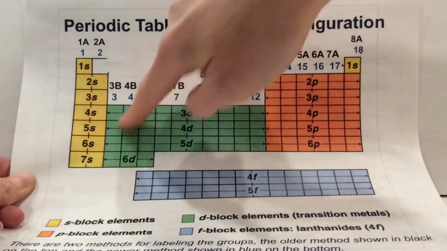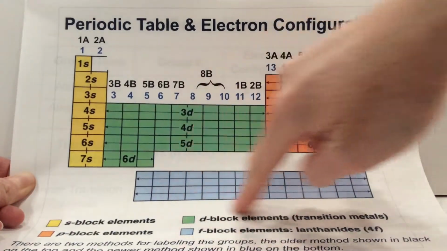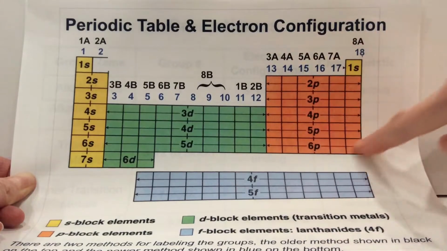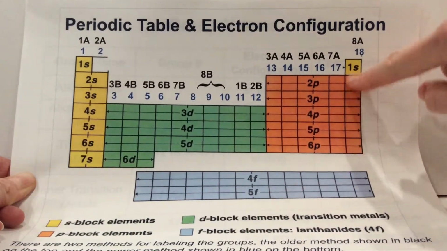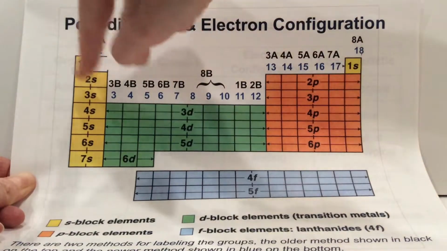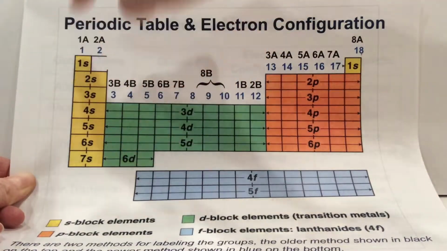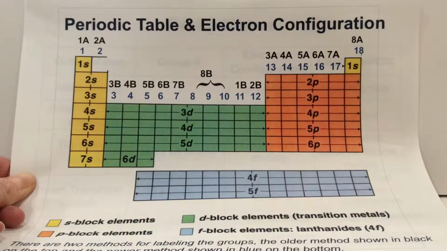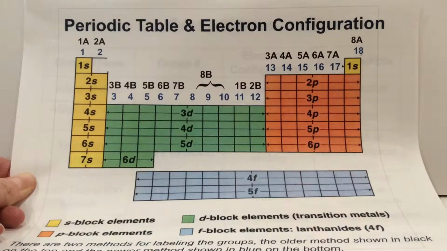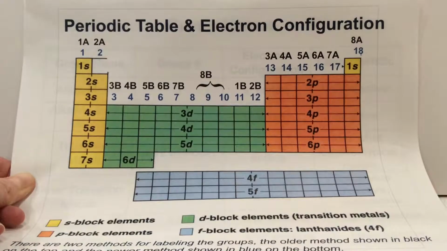So the D block, transition metals, the F block down here are the lanthanides. You'll see that the P block also includes the halogens and the noble gases, and the S block here contains the group 1 and group 2 elements. You have a second periodic table. You can also take the time now to label the periodic table like this one as well.